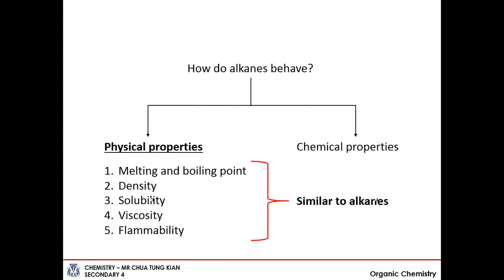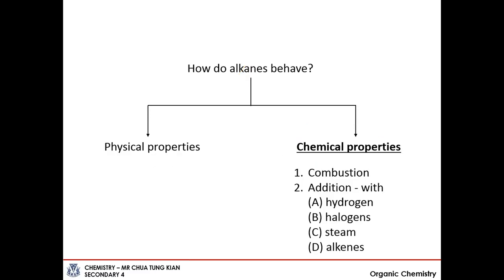Physical properties of alkenes are similar to alkanes. They are very similar because essentially the difference between alkane and alkene is just the double bond. But the chemical properties are the part where it varies by quite a bit. Combustion: all hydrocarbons undergo combustion. When they combust, they give you the same thing, carbon dioxide and water if it's complete. Incomplete, depending on the equation, it can be soot or it can be carbon monoxide.